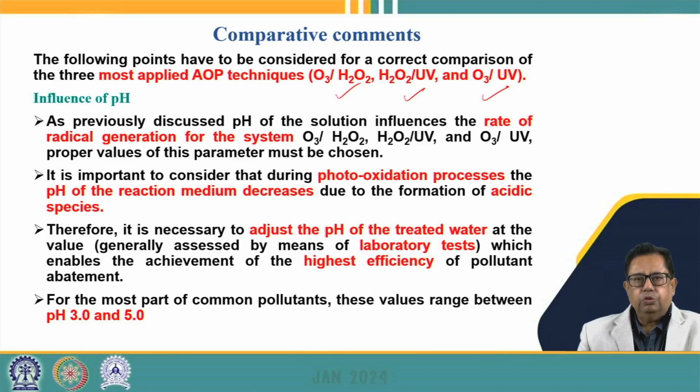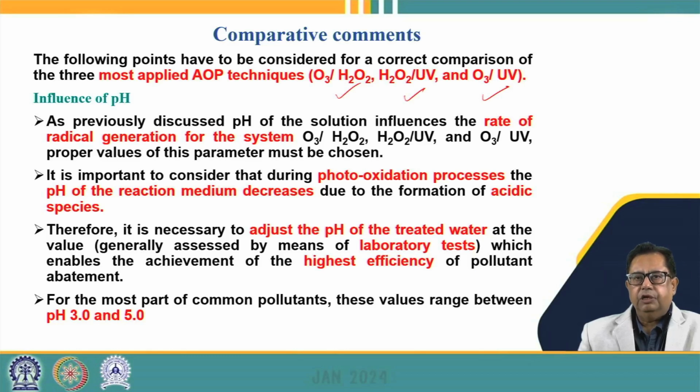Similarly, we also know that the photooxidation process may result in a decline of the pH because of the generation of acidic species. So it is very necessary that we adjust the pH of the treated water, and this can be done by performing certain tests in the laboratory so that we can achieve the highest efficiency of pollution abatement.